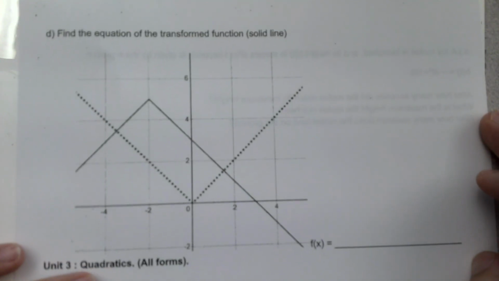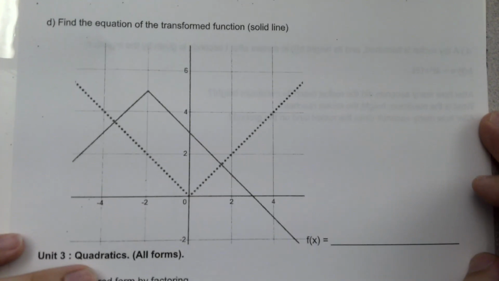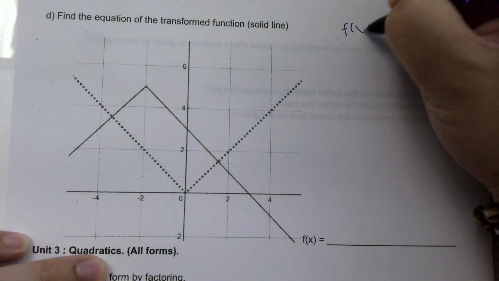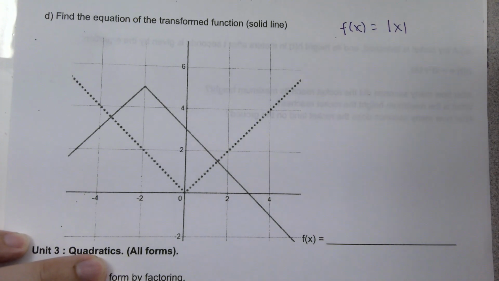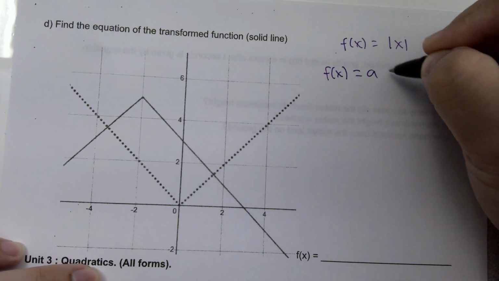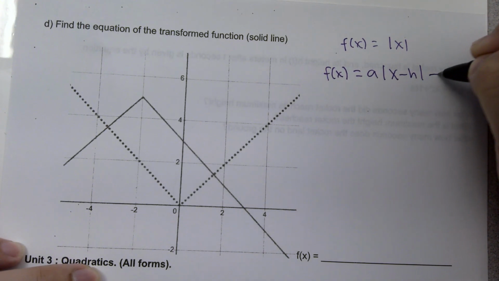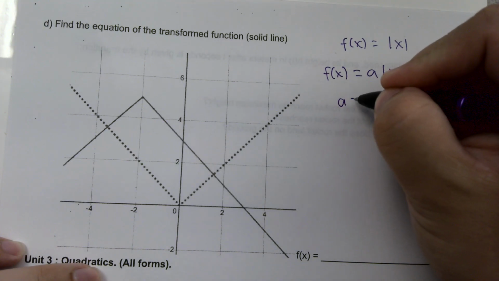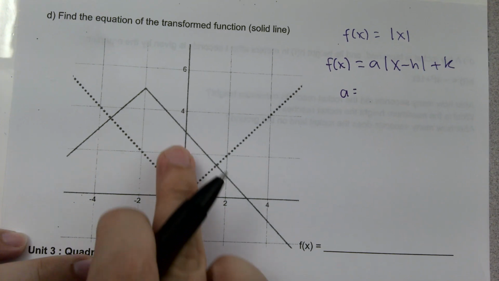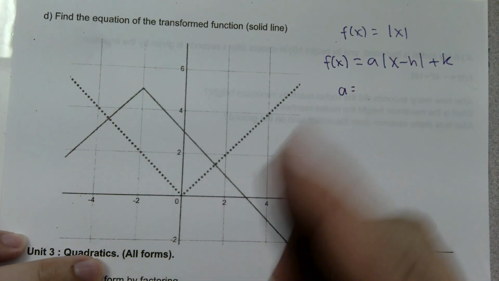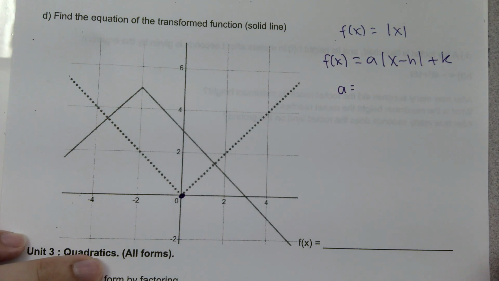Very quickly, let's do D, which is an absolute value one. The priority in Math 2 was quadratics and absolute value functions. So the parent function is absolute value of x, meaning the transformed function will have a times absolute value of x minus h plus k. So I have to find out what a, h, and k are. The transformed function will always be the solid line. The parent function will always go to the origin, no matter what.